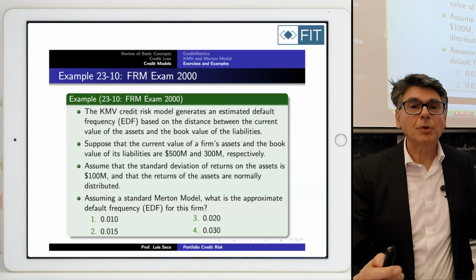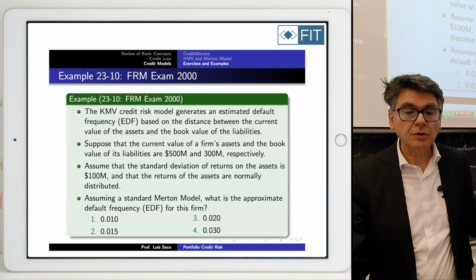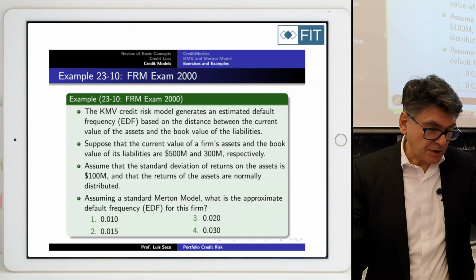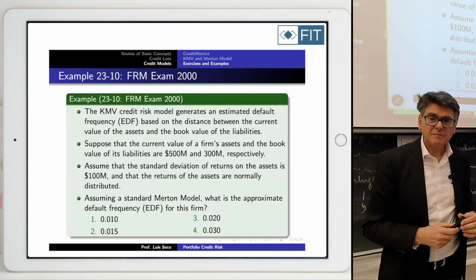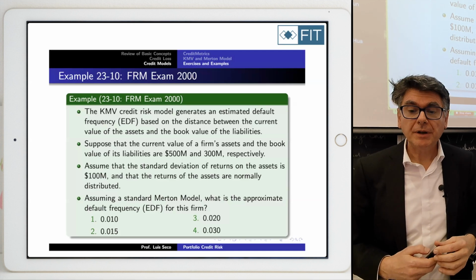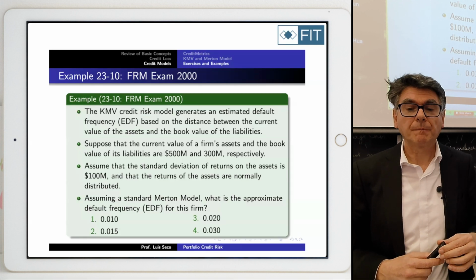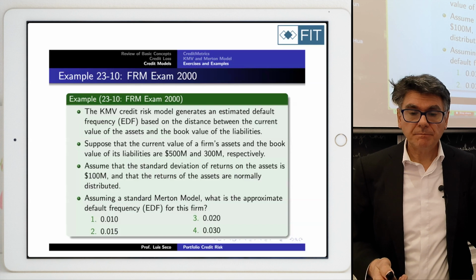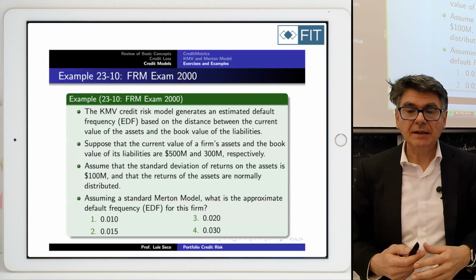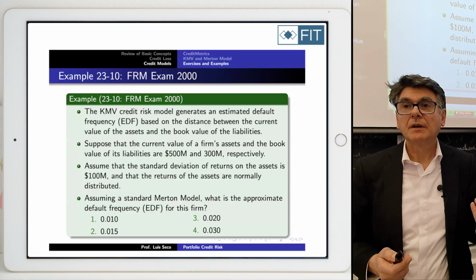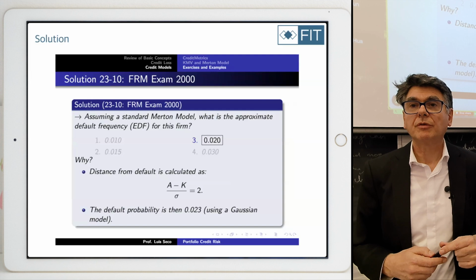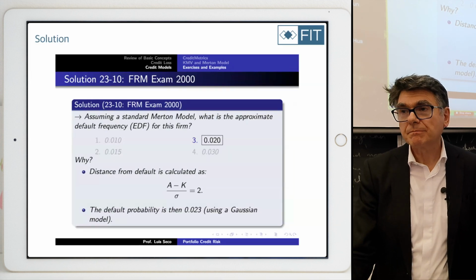But there's a very simple way to calculate expected probabilities of default. I'll show you how it works in a particular example. KMV is the commercial version of the Merton model, so KMV and Merton are the same for us here. If I have a company with a value of the assets equal to 500 million and liabilities equal to 300 million, and the volatility is 100 million calculated like we did earlier, then you just look at the difference, assets minus liabilities, that's 200, divide by 100, that's 2. Then you look at the cumulative distribution of the Gaussian at 2, and you get the probability of default, which happens to be 2.3%. That's how easy this thing is.